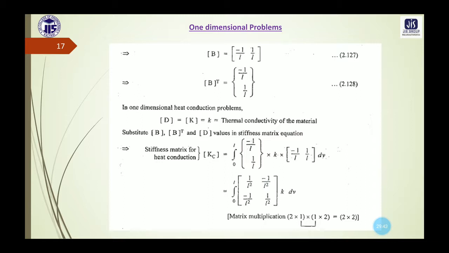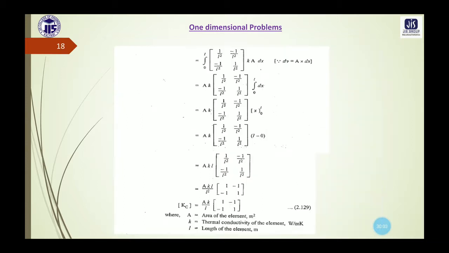Now here we can perform the matrix multiplication of the column and row matrix, and that means we get a 2 by 2 matrix inside the integration. So the integration from 0 to L of a 2 by 2 matrix into k dV is the stiffness matrix for heat conduction. After that, instead of dV we can write A into dx.